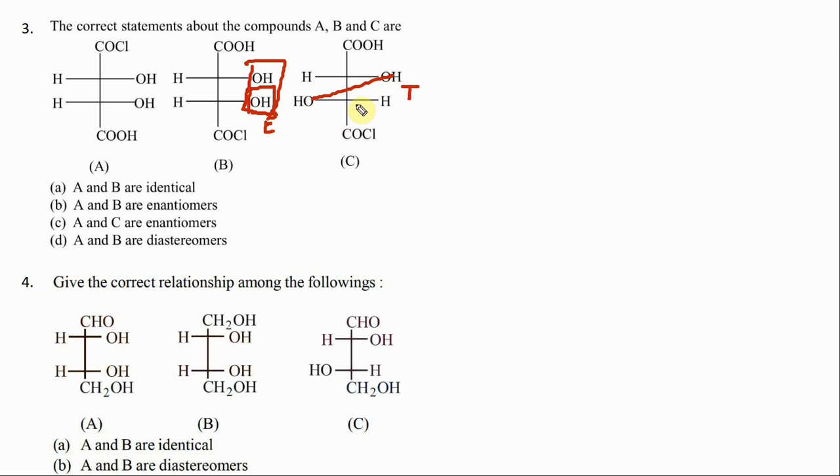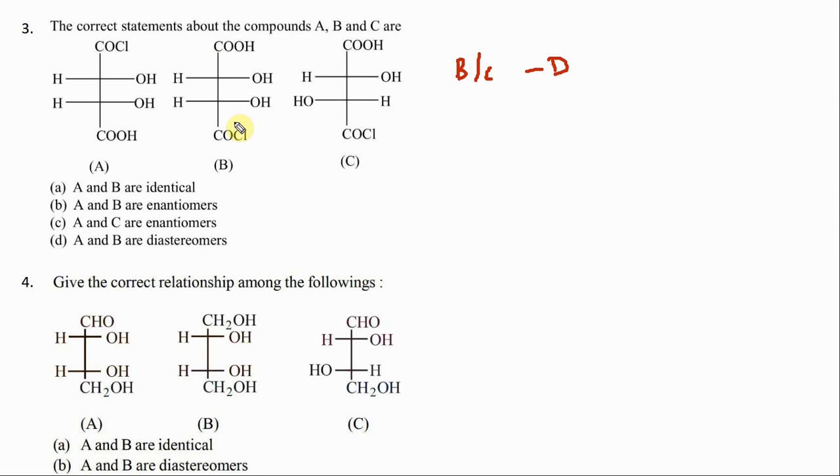But D and L we cannot say. The question is not asking. I'm just revising it for you. We cannot say D and L. You can say it's not in your syllabus. But at least what we know is that B and C are diastereomers. Okay, now I have established that.